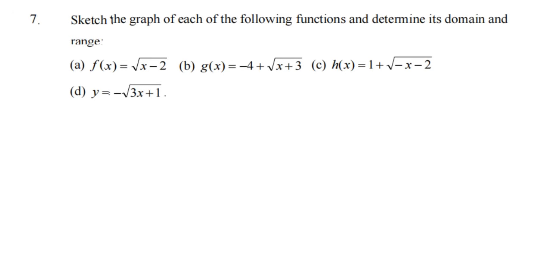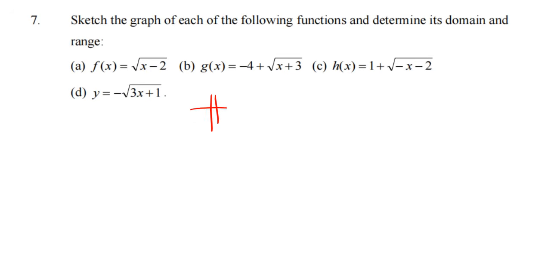Sketch the graph of each of the following functions and determine its domain and the range. Alright, so you know that for the domain and the range, we're always just trying to look at two conditions. Number 1, you don't want a 0 as a denominator. Number 2, you don't want complex numbers, where you have the square root of a negative number. These are the only two conditions that you should exclude from your solutions.